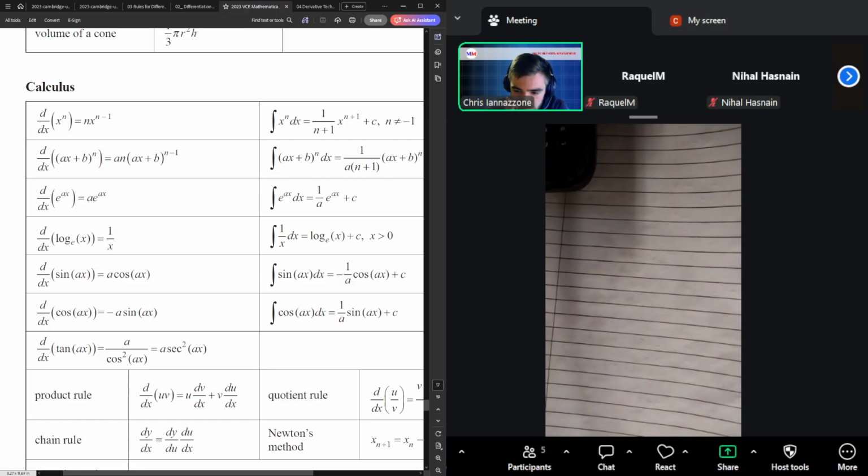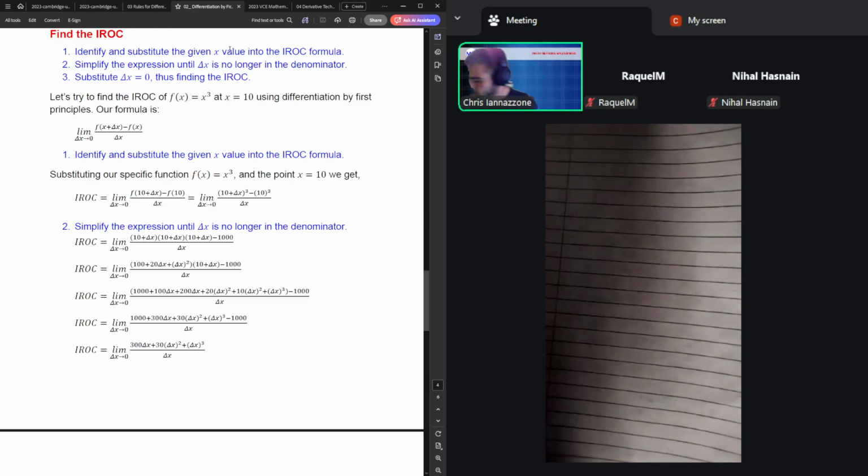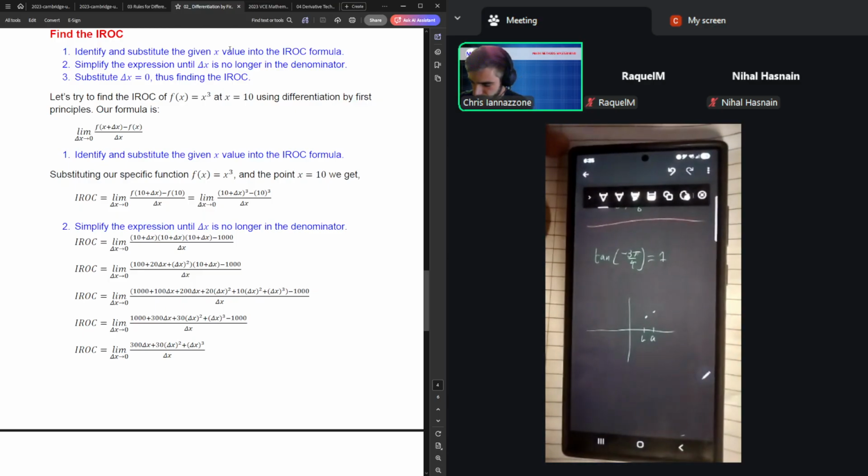Can we do an example question for chain rule? Yeah, we can do that. Cool. I'll just make one up. They're not too bad. That should take us, yeah.